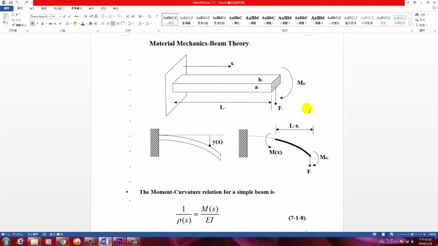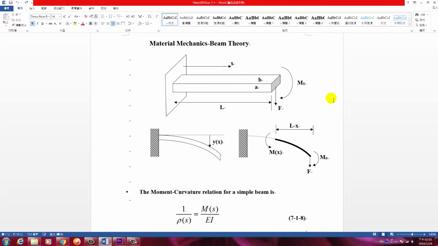After these 2 external actions, the bending moment and force, are applied onto the tip of the beam, you will see the deflection of the beam. There's an equation corresponding to the deflection at different distances from the base of the beam.